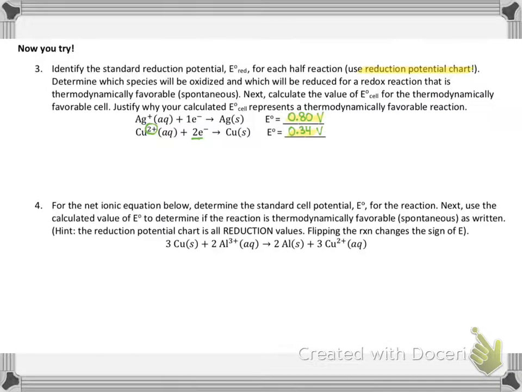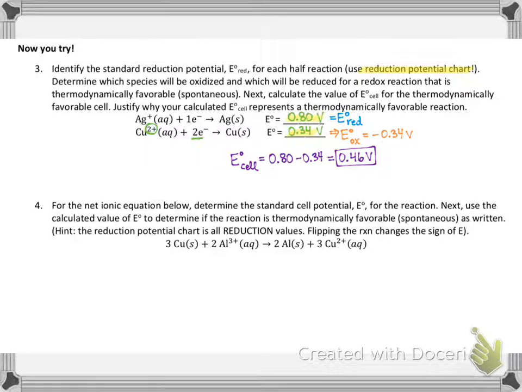Since both of these have positive reduction potentials, that means the one that is more positive is the one that's actually reduced. And we have to change the sign on the other one to find the oxidation potential. And then to get the cell potential, just add them together. So the cell potential for coupling these 2 half reactions is 0.46 volts.